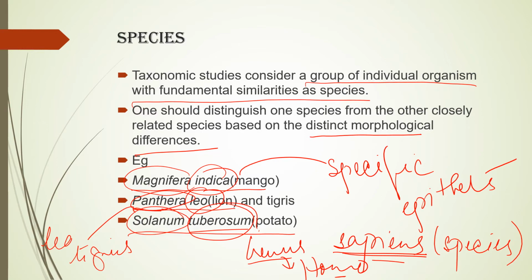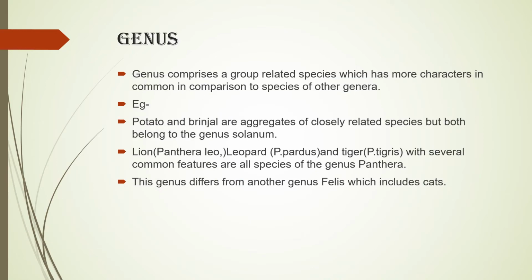Now try to understand each and every topic so that it will be clear. No need to memorize or learn the full thing. You just need to understand. Now moving on to the next higher order, genus. Genus comprises a group of related species which has more than one character in common in comparison to species of other genera.